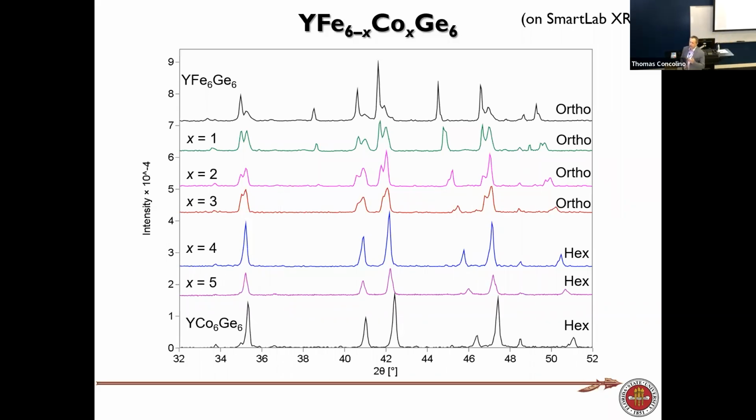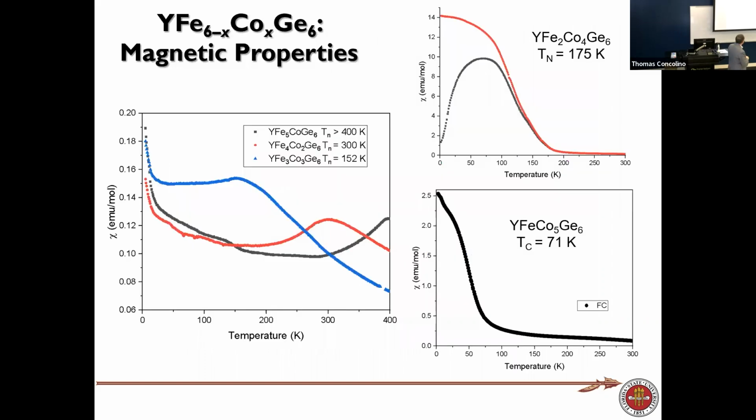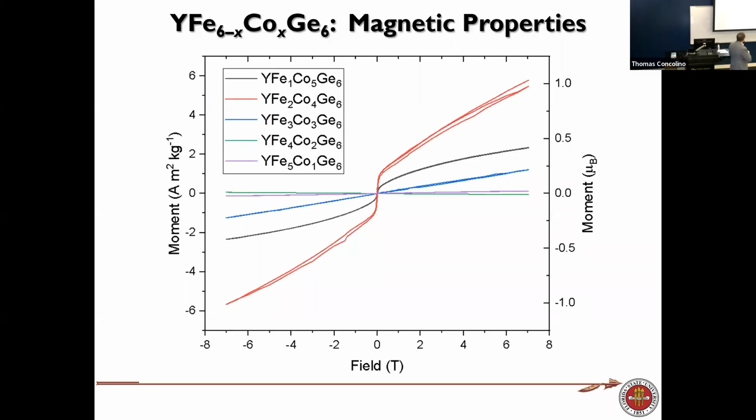Okay, so the question is, does that structural transformation correlate with magnetic properties? It becomes very interesting now, and indeed it does. So for larger iron content, 5, 4, 3, all these phases are orthorhombic. We see antiferromagnetic ordering, and for the phases that become hexagonal, we see ferromagnetic ordering with quite different magnetic ordering temperatures.